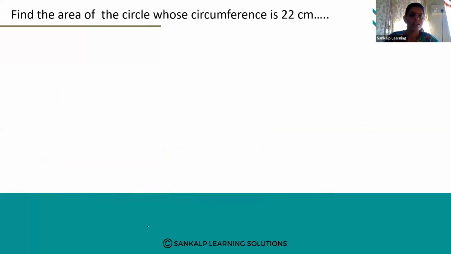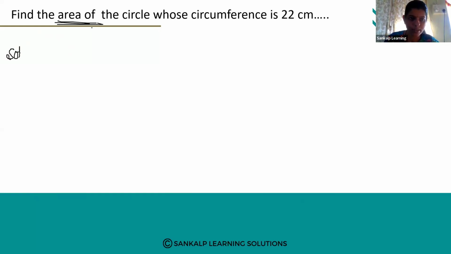Okay. Next. So shall we solve some examples regarding these formulas? Okay, find the area of the circle whose circumference is 22 centimeters. This is a very, very basic question. They have given the circumference and asked us to find the area. So we need to find the area of the circle. How are you going to find it?